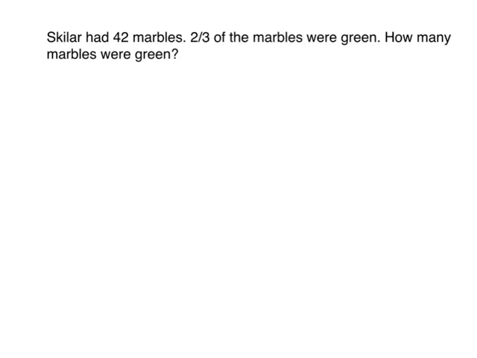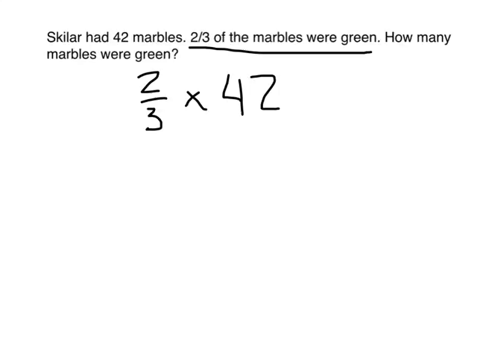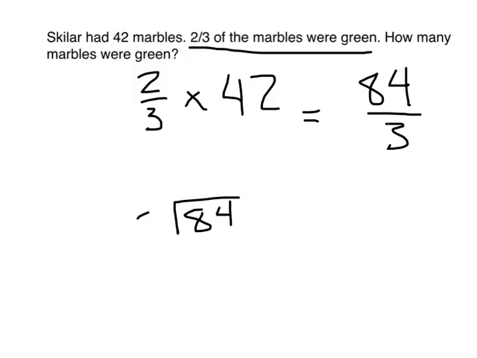Let's do another problem. Skylar had 42 marbles. 2/3 of the marbles were green. How many marbles were green? What operation will I use to solve this problem? This is a multiplication problem. I'm finding a fraction of a number. 2/3 of 42. When I multiply 2/3 times 42, what improper fraction do I get? Well, 2 times 42 is 84, and my denominator is 3. Now I need to divide to change that into a whole number. 84 divided by 3. When I start this division, should I start with 8 tens divided by 3 or 84 ones divided by 3? I should start with 8 tens divided by 3. How many times does 3 go into 8?